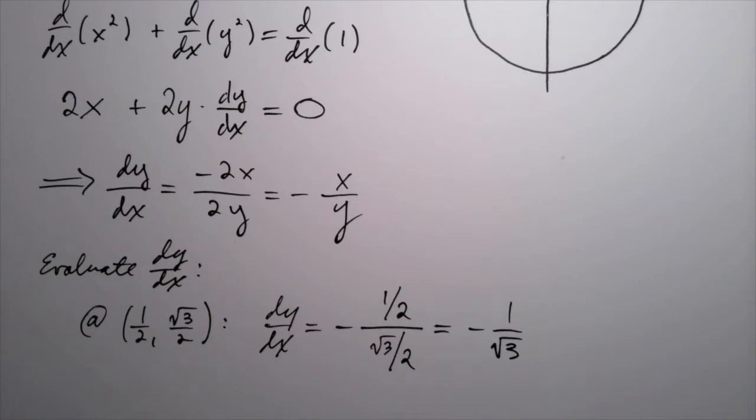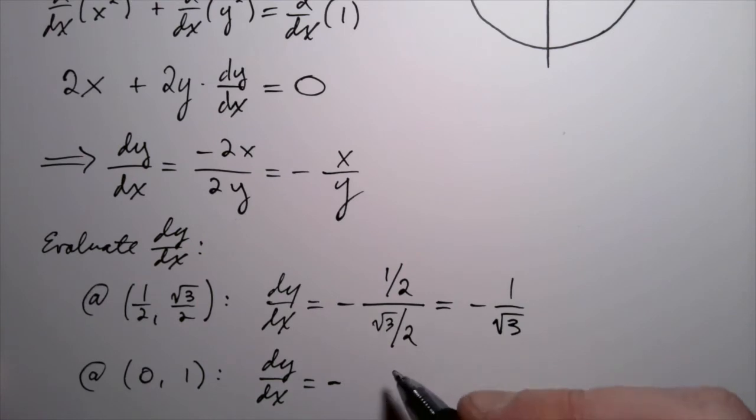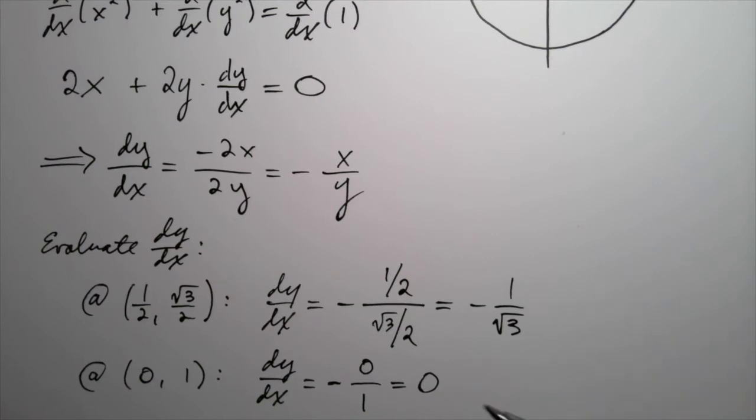Okay, and now we're ready to find the equation for the tangent line at 1/2, root 3 over 2, but let me quickly evaluate the other slopes that we'll need, just because we're right here using the equation. So when we plug in x equals 0 and y equals 1 in the formula for the derivative, we have minus 0 over 1. That's just 0. So there's a slope of 0. The tangent line is horizontal at 0, comma 1.